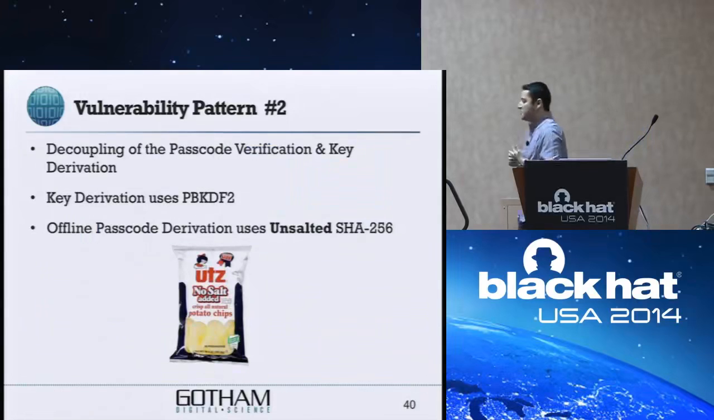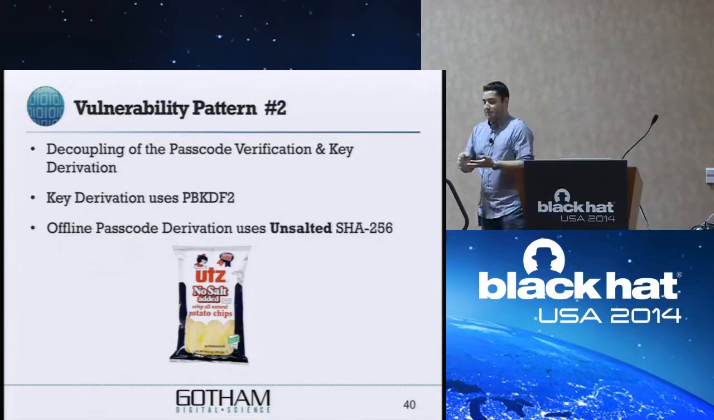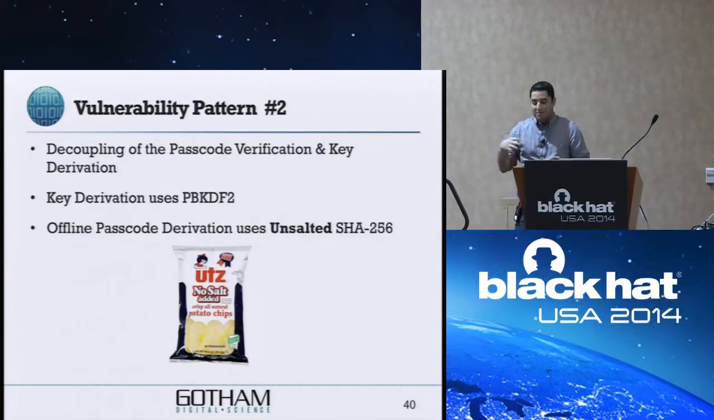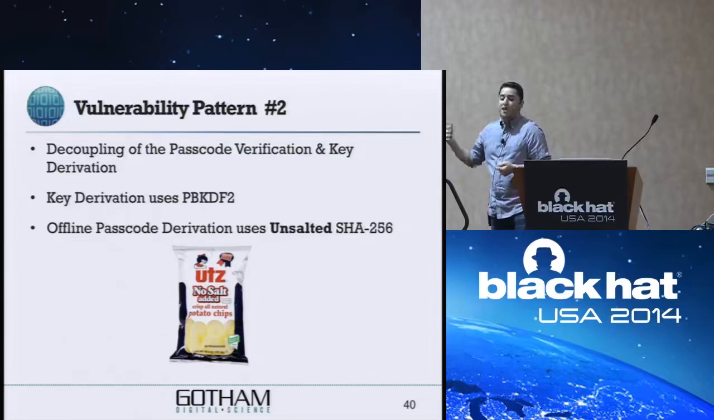Another common pattern for authentication is the decoupling of the passcode verification and the key derivation. What that means is, you might have an offline passcode prompt to access your data, and you might be deriving the actual encryption key properly.